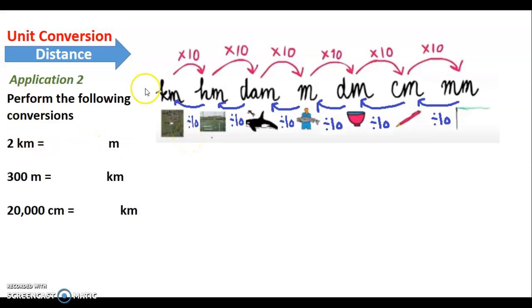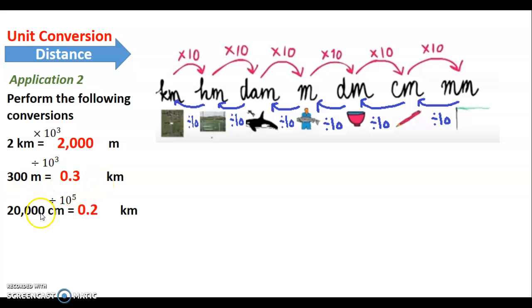From kilometer to meter, you have to multiply by 10 3 times, or we say multiply by 10 power 3, or multiply by 1000. So we obtain 2000 meters. From meters to kilometers, we divide by 10 power 3, or divide by 1000, and move the decimal point backwards by 3 digits, so we obtain 0.3 kilometers.